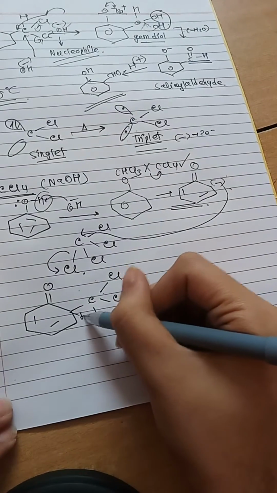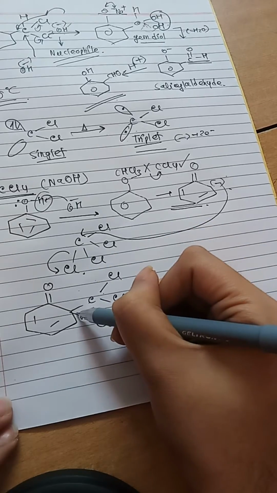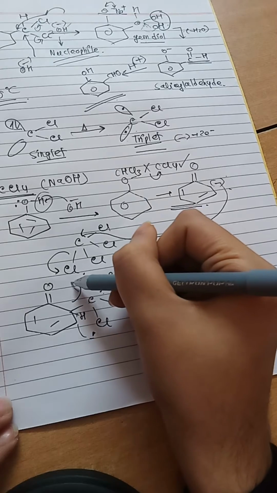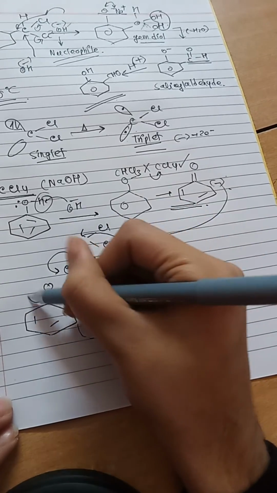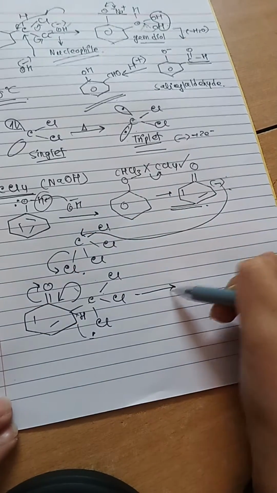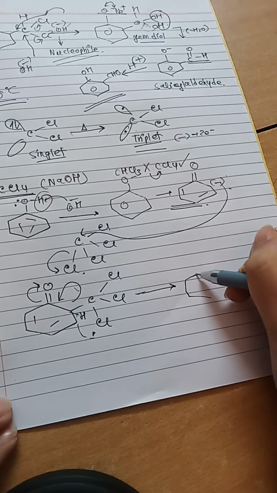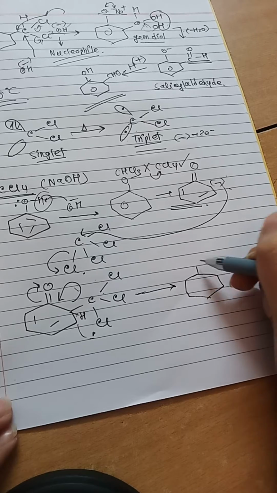So again, there is a hydrogen over here. So this hydrogen will move out. This bond will move over here. Again, this will open up. Again, there will be rearomatization to form this.